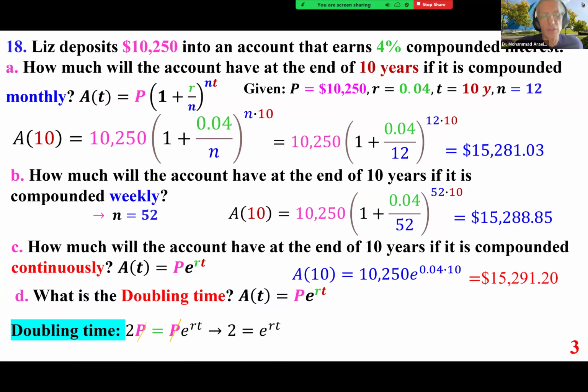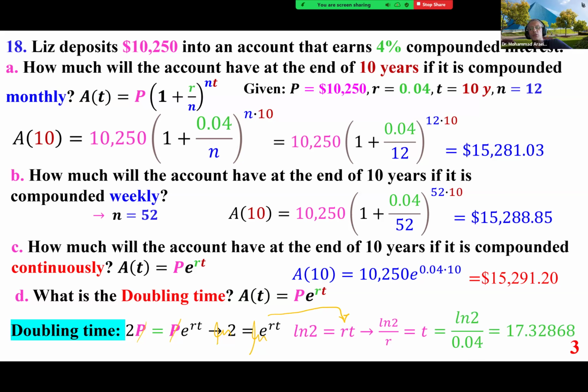And now you can go either by the definition and change it from exponential format to logarithmic format, or you might say, I'm going to take a natural log of both sides. The reason you want to take a natural log of both sides is because this has the base e. So if I put ln 2, ln of e to the power of rt gives me that, and so we have ln 2 divided by r, ln 2 divided by 0.04, which is a little bit more than 17 years, so 17.32868. As far as the number of decimals, they normally tell you how many.